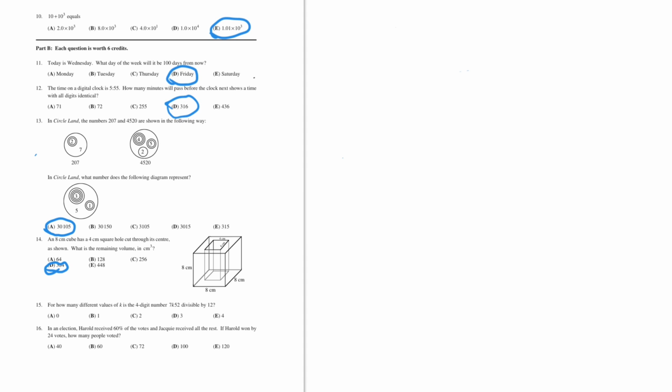Number 15. For how many different values of k is the 4-digit number 7k52 divisible by 12? For divisibility by 12, we can split it as 3 times 4. 3 and 4 are relatively prime. So if the number is divisible by 3 and also divisible by 4, then it is divisible by 12. The divisible by 4 rule uses the last 2 digits. So 52 is divisible by 4, that's 13. So this number is divisible by 4.